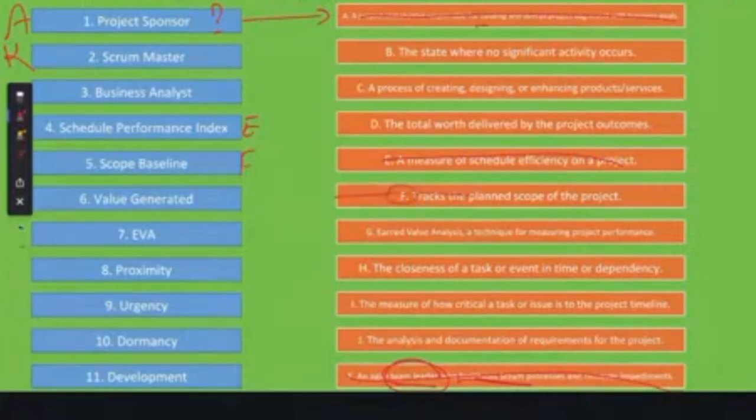Earned value, a technique for measuring, straightforward. G. The closeness of the task dependency, that is proximity. H. Urgency, how critical it is in front of us. Dormancy. Actually, dormancy is when a risk has occurred and you identify it. But here, this will be B.